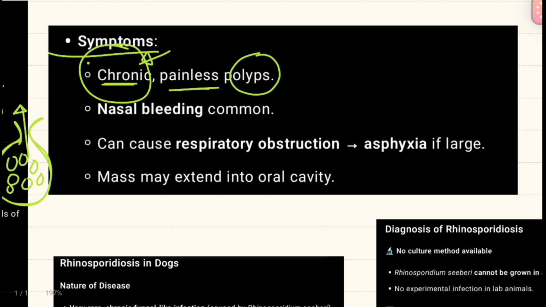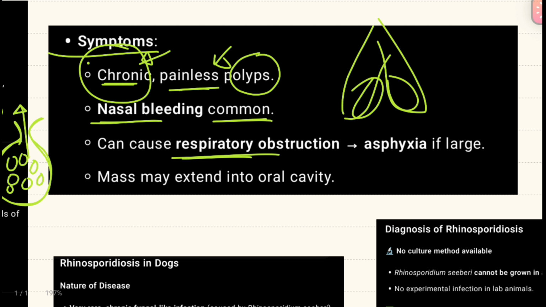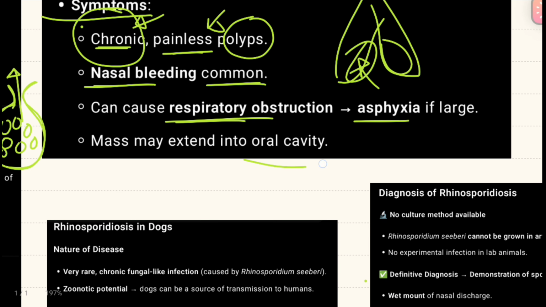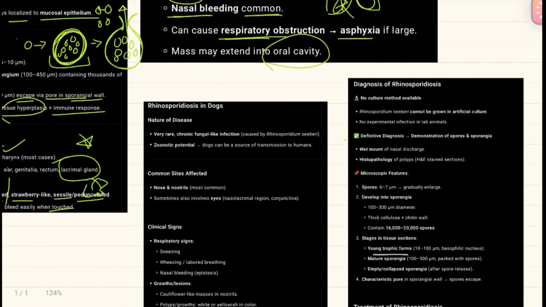And usually these polyps are painless in nature. Nasal bleeding is very common. And as these polyps are in the respiratory tract, they lead to obstruction of normal respiration. In such a condition, there is a high chance of asphyxia. Also, these polyps may extend to the oral cavity. So this is about rhinosporidiosis in other species.